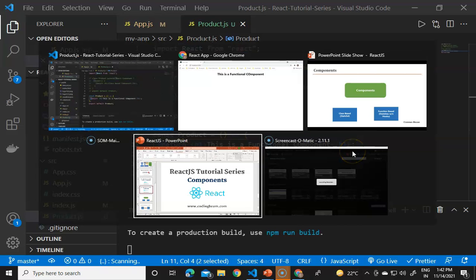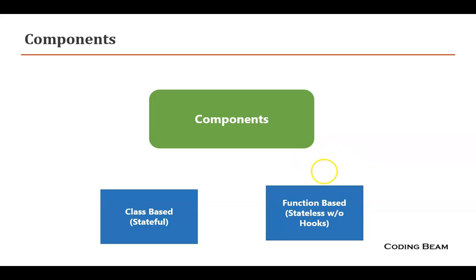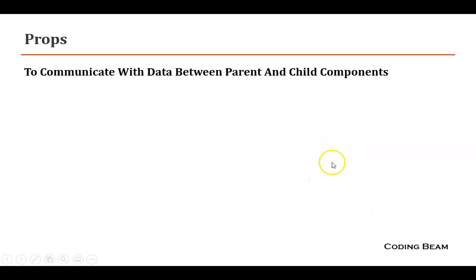So if I will now save, then in the Chrome you will see this is the functional component in that. So these are about the class based and the functional components. And about some props. The props are used to send the data between the components, and we can pass the data from the parent component to the child component in the React.